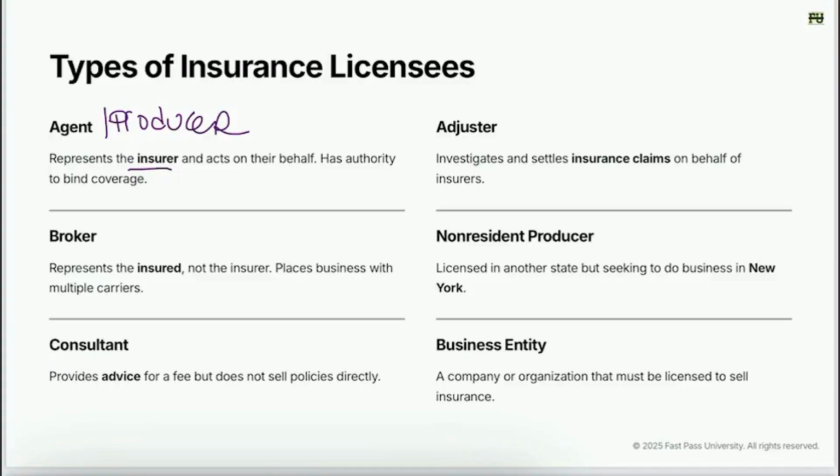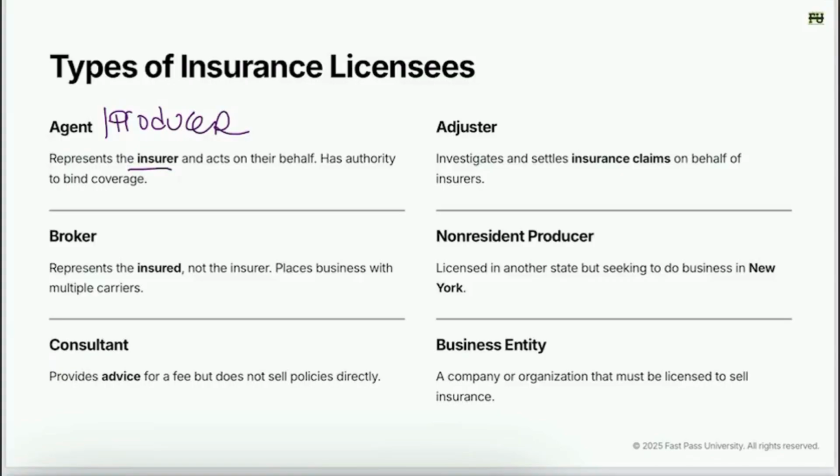Once the policy is bound, it becomes that legal contract. And while you do need to do what is in the best interest of your customers at all times, it is considered that the agent or the producer represents the insurer. Okay. And they like to ask that exam question: who does the agent represent in an insurance transaction? Who does the agent or the producer represent? The insurer. And while you should know this, it is going to be one of those things that we kind of recap right now.